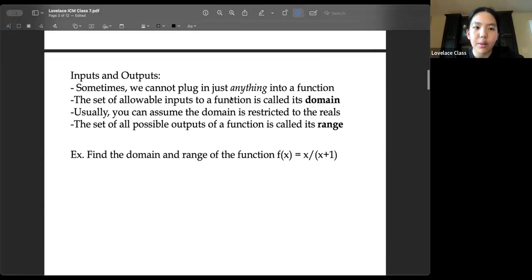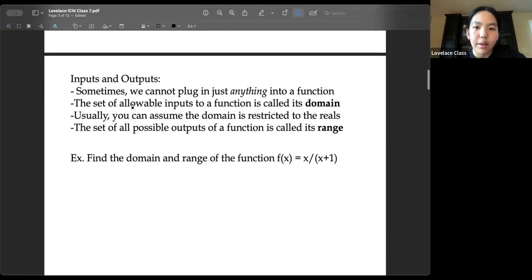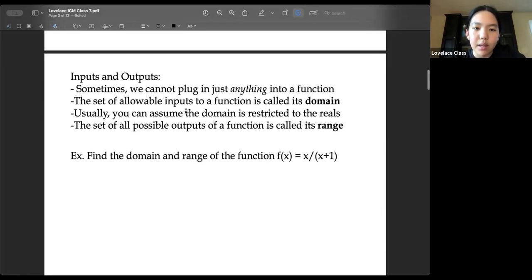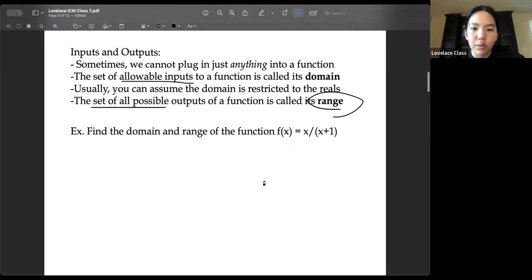Okay, so inputs and outputs. Sometimes we cannot just plug anything into a function. We need to make some rules, right? We define the set of allowable inputs to a function as its domain, and usually you can assume that the domain is restricted to the real numbers. It doesn't necessarily have to be all the real numbers, but it can only be real numbers. And likewise, the set of all possible outputs of a function is called its range, right? And that's also usually restricted to real numbers.